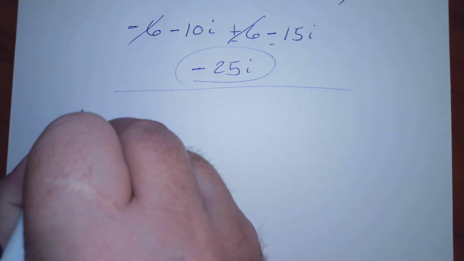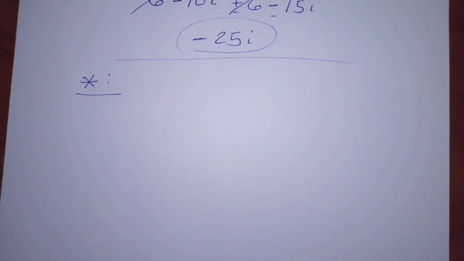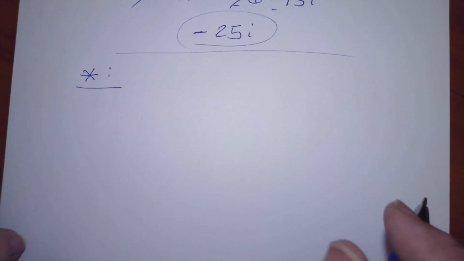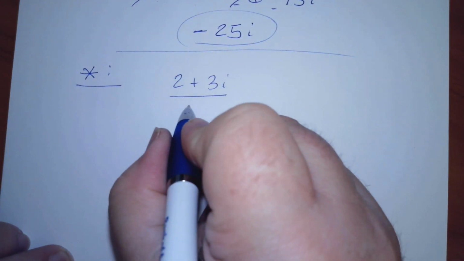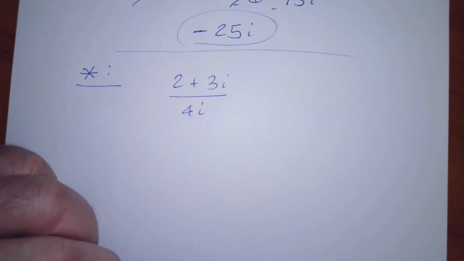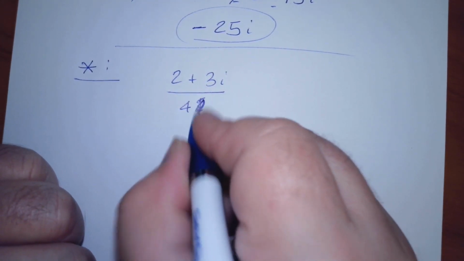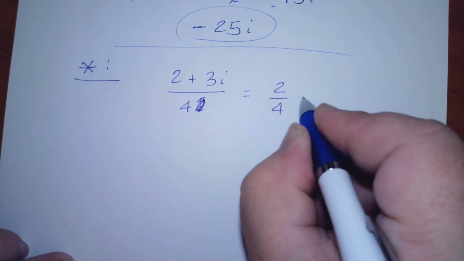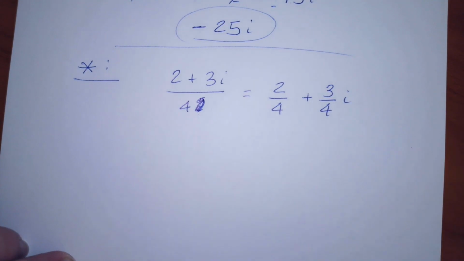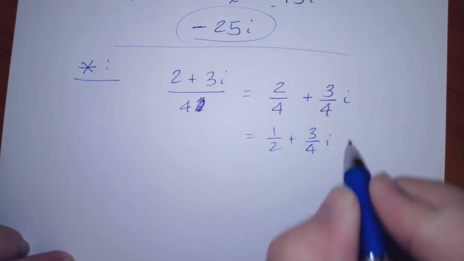So now let's look at the multiplication of imaginary numbers. Here's where the rules are going to start changing a little bit. 2 plus 3i. Let's first look at a monomial, without the i. Let's just first try a real number on the bottom. Here, we can split those up. So it becomes 1/2 plus 3/4 i.